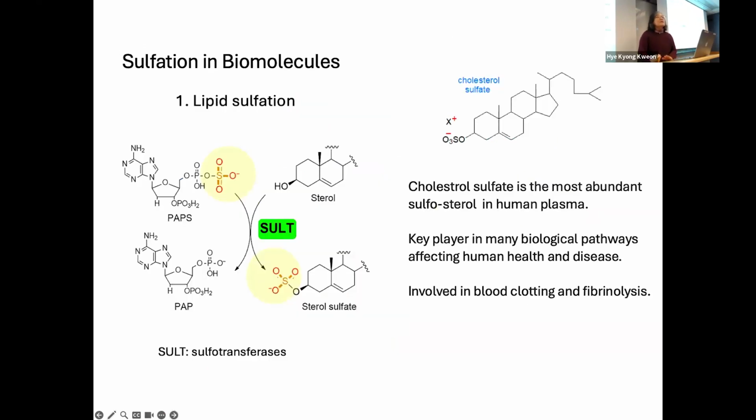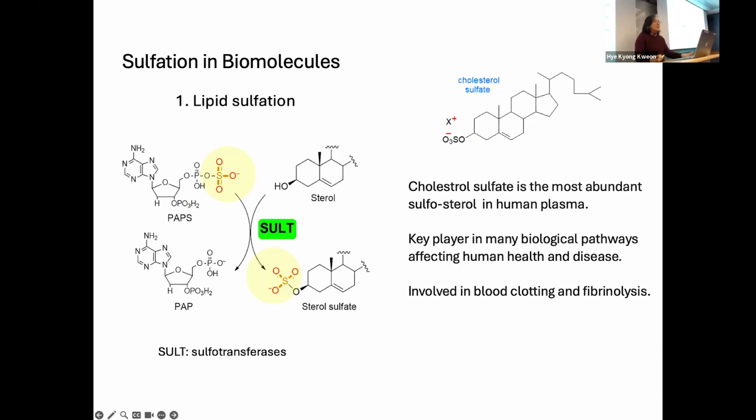In this slide I'll show one example of one of the abundant sulfation reactions happening in biomolecules. It's lipid sulfation. Lipid is everywhere, right? It's a composing component of our body, highly populated in our skin, brain, arteries, and all that. A certain portion of the lipids are also sulfated by sulfotransferases in the cytosol.